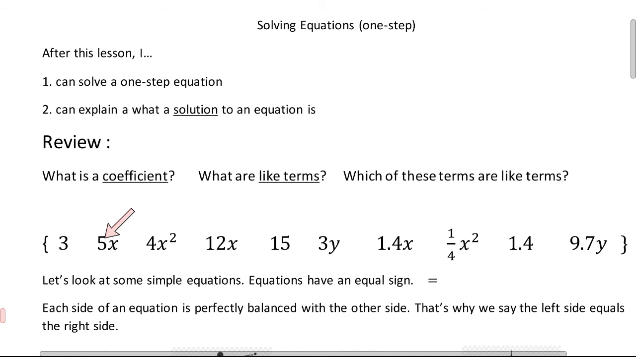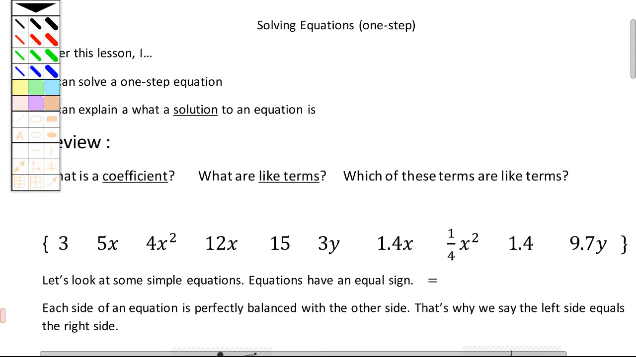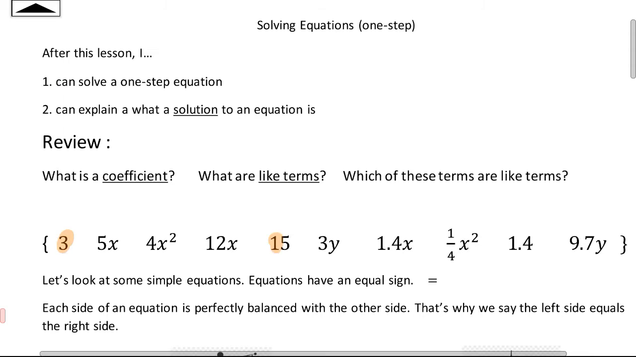Do you remember what we would call this when it has no variable? This is a constant. Any straight up number without a variable is a constant. Now let's highlight them. Constant. Constant. Any other ones you see? Yep, 1.4. Those are all constants, and these don't have coefficients, because remember, a coefficient is a number in front of a variable.